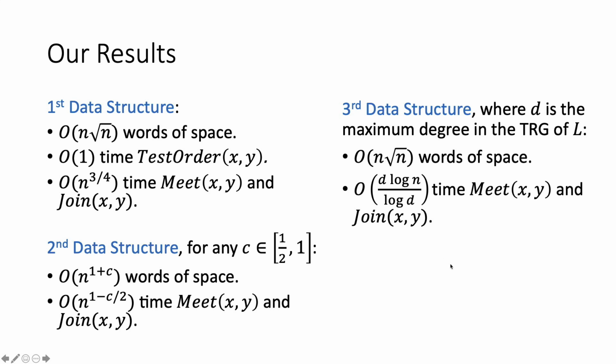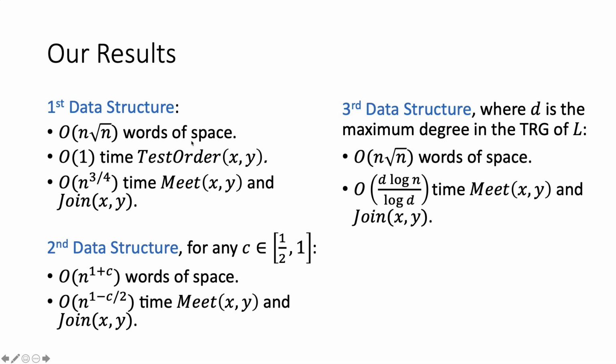Okay, and then we also have a third data structure with complexity parameterized on the maximum degree in the transitive reduction graph of a lattice. This one also uses n root n words of space, and it can compute meets and joins in d log n over log d time. It's roughly linear in d. And this data structure ends up being much more efficient if this maximum degree is below n to the 3/4.